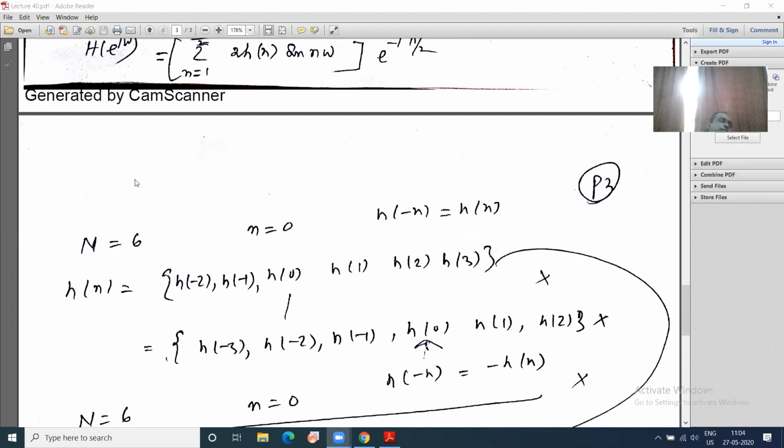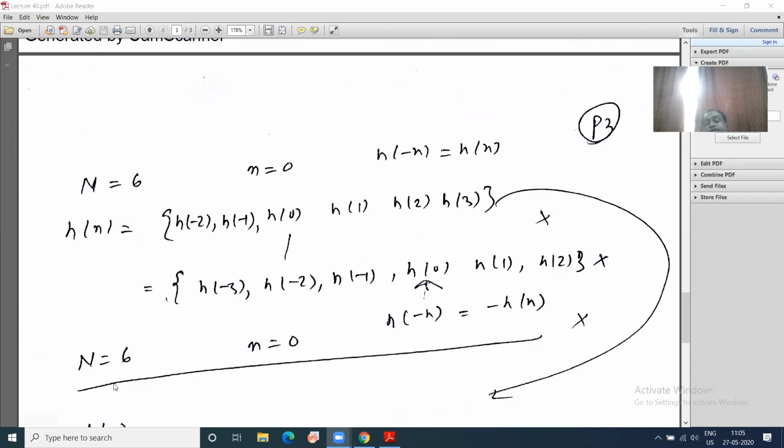So, in other words, we cannot distribute the filter coefficients symmetrically about the origin. That's why this kind of symmetry does not exist for an even number of samples. Agreed? Yes. Similarly, suppose n equal to 6, n equal to 0, and h of minus n equal to minus of h of n.